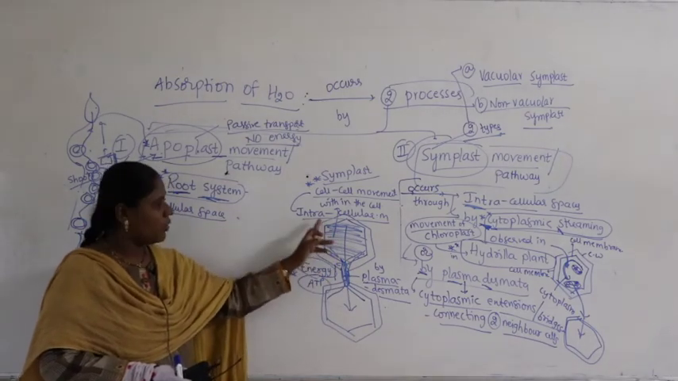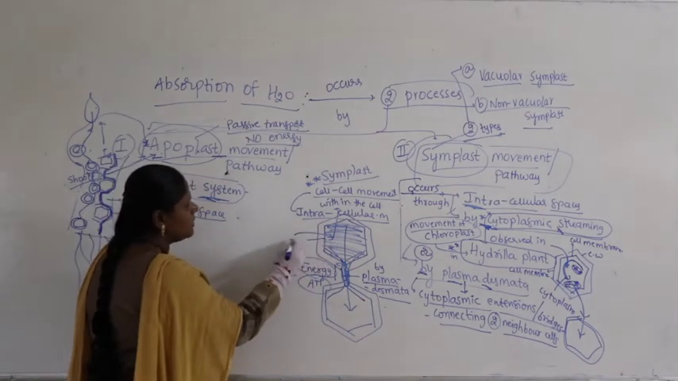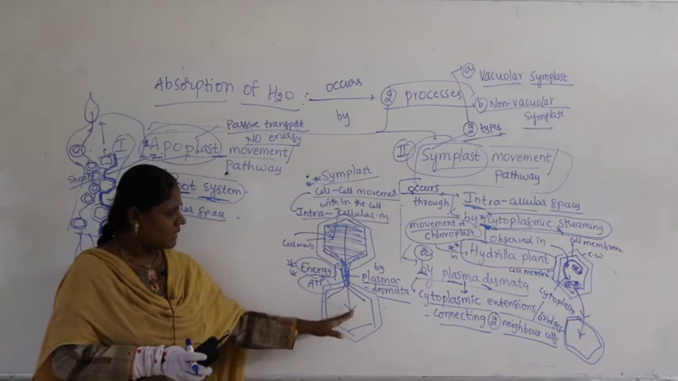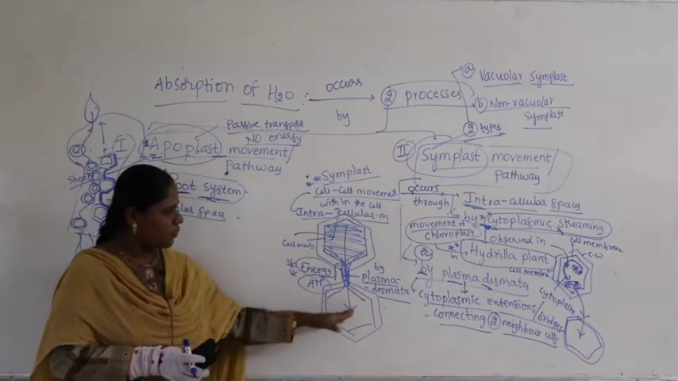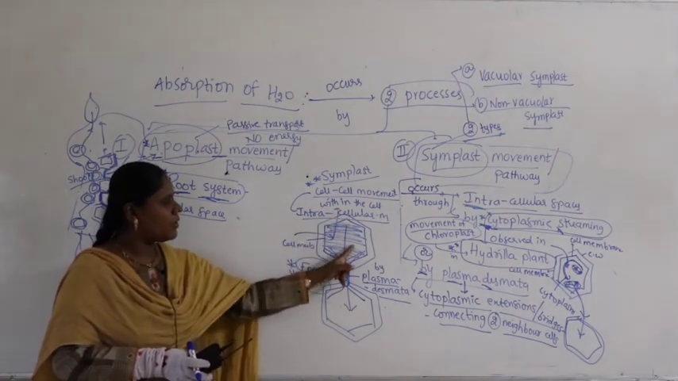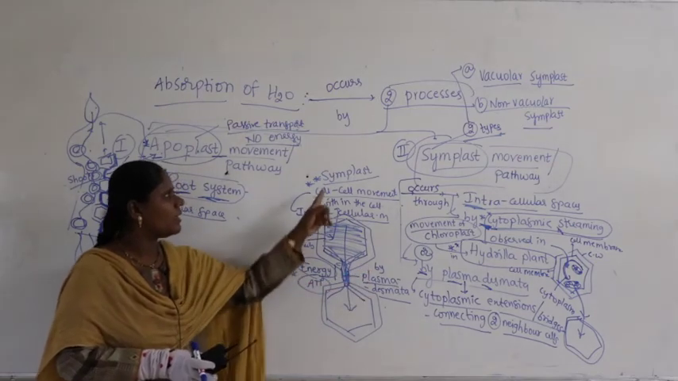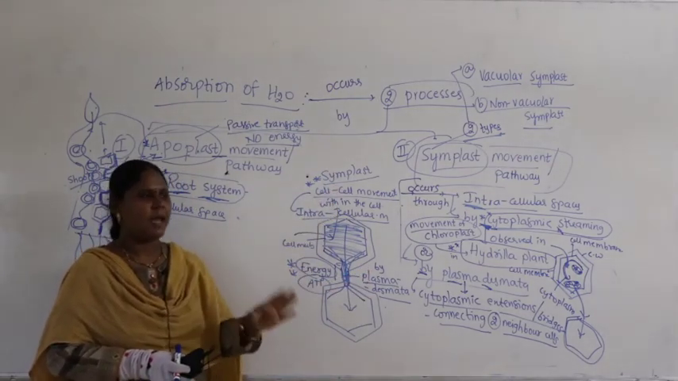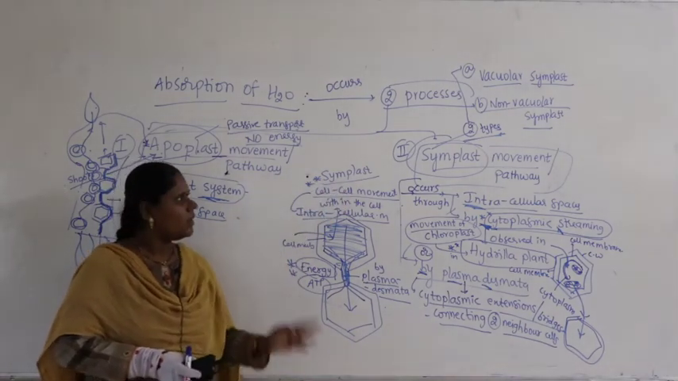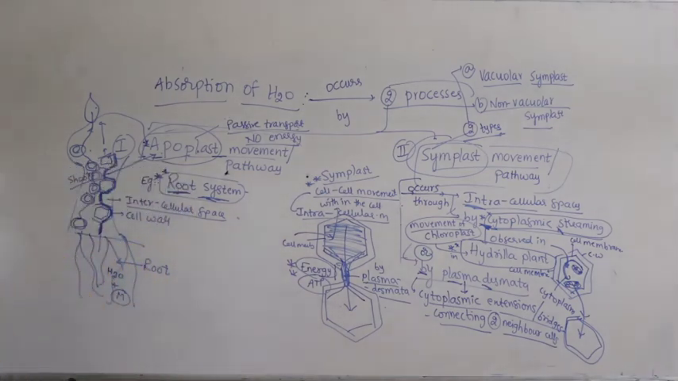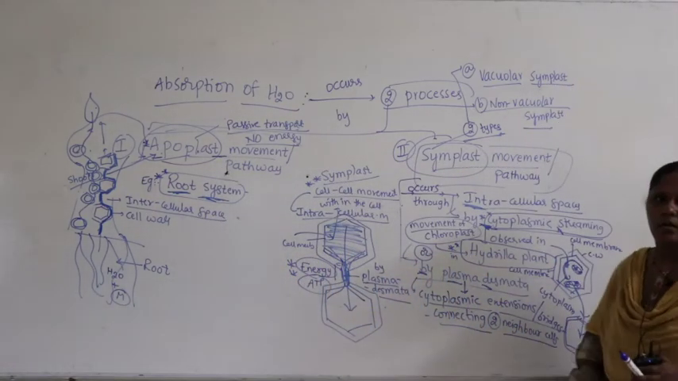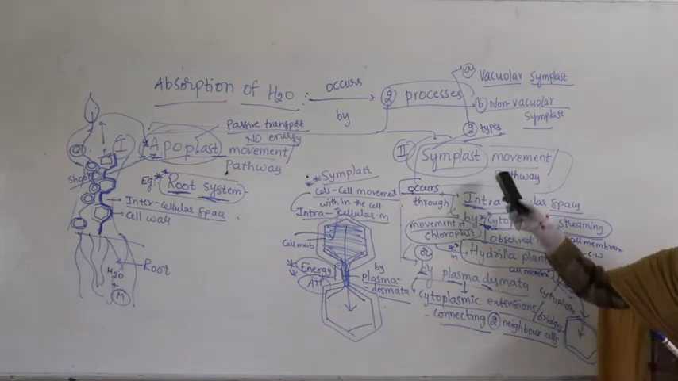Movement is happening across the cell membrane. It is crossing the cell membrane, entering inside the cell, going to the other cell through plasmadesmata. Such type of movement from cell to cell, intracellular, by cytoplasmic streaming or by plasmadesmata, is called symplast. We call this symplast. Now, if you look at the symplast movement pathway, it may be vacuolar, or, as we studied, non-vacuolar. I hope you all understood this symplast movement.